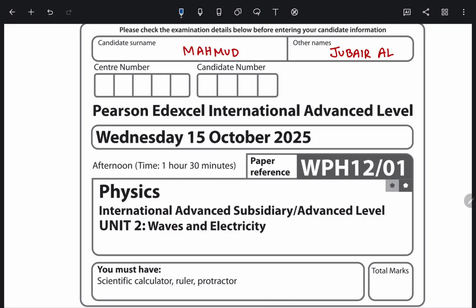In this video, we're solving International A-Level Physics, Unit 2, October 2025, questions 11 to 14. I'll walk through each step clearly, explain the examiner's logic, and show you how to write answers that will score marks. Let's start with question 11.